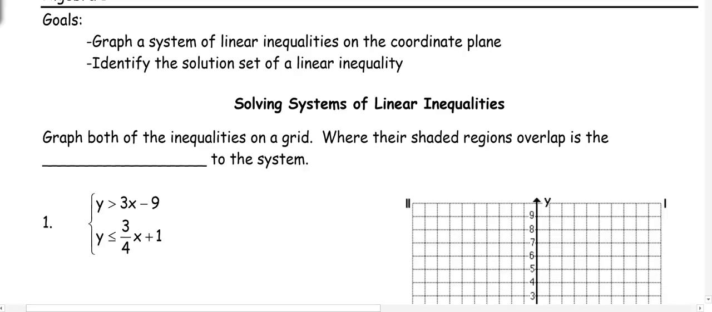This video is about graphing a system of linear inequalities on the coordinate plane and identifying the solution set of a linear inequality. So, solving systems of linear inequalities, we're going to graph both of the inequalities on the grid, and wherever their shaded regions overlap is the solution to the system. So instead of having just a point that intersects like we had when we had linear equations and we're graphing, now it's going to be an overlapping shading area.